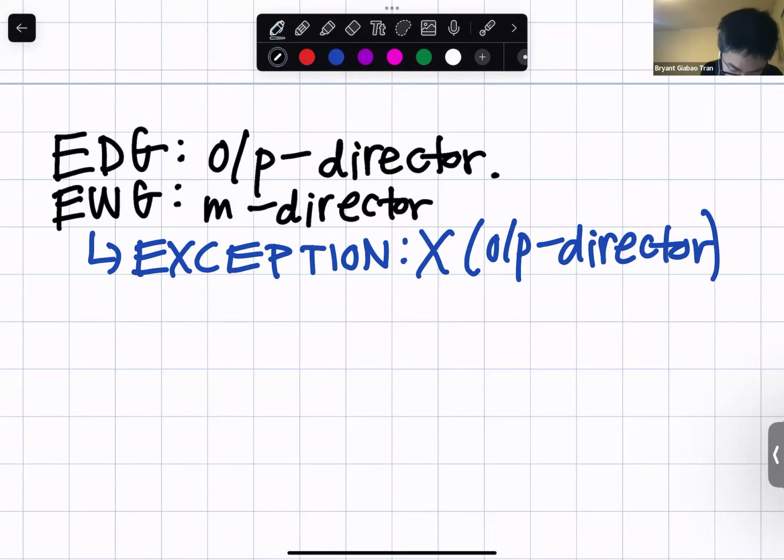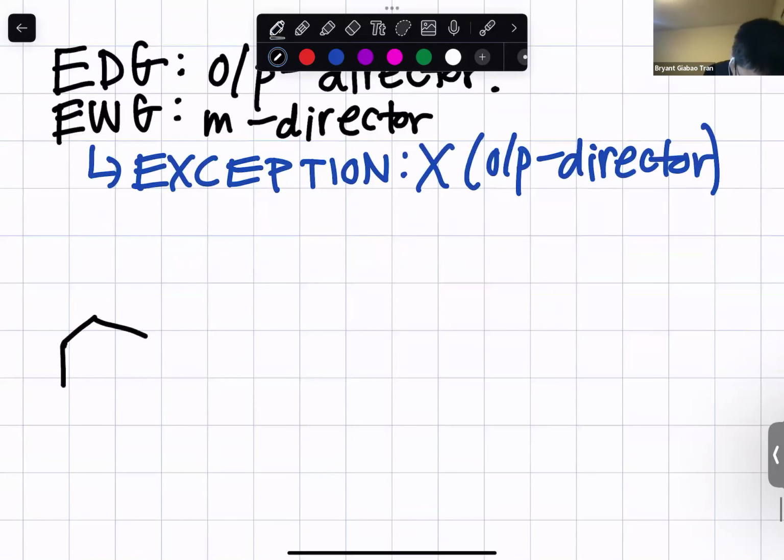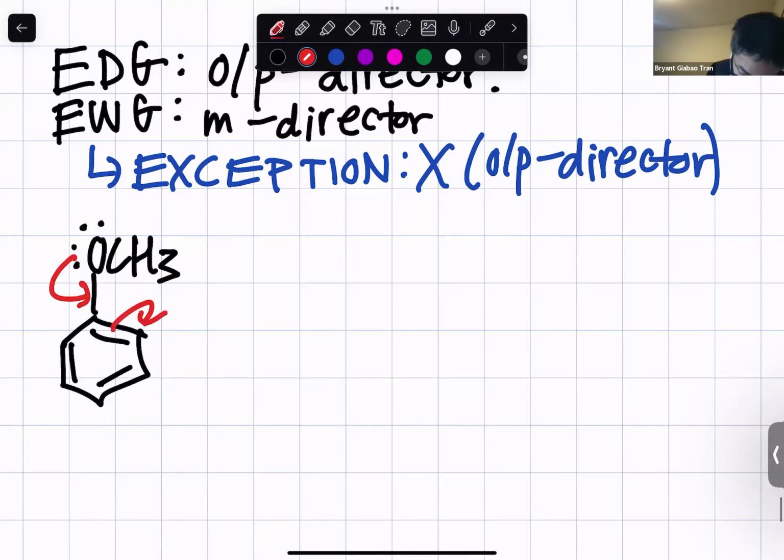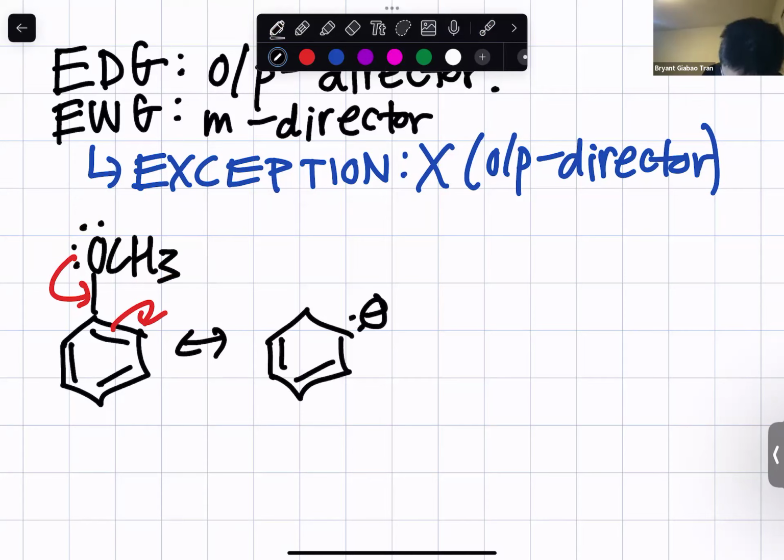Okay. So let's say we have this benzene ring right here. And we have this EDG OCH3 right here with lone pairs of electrons. This EDG can donate electrons directly through resonance like that. And I'm just going to draw these resonance structures. And then I think you could follow along where the arrows are going.